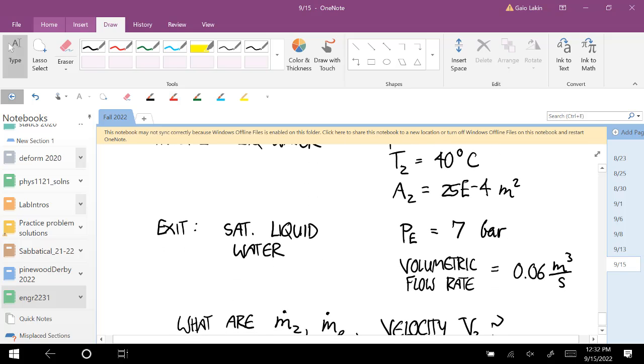And then what about the saturated liquid water at the exit? Do we have enough information there? We have the volumetric flow rate. Well, if you have the volumetric flow rate, to get the mass flow rate, all you need is the density. And the density is 1 over the specific volume. So again, do we have enough to look up the specific volume in a table for water? Yes, because it's saturated, so all we need is pressure. Yep, exactly.